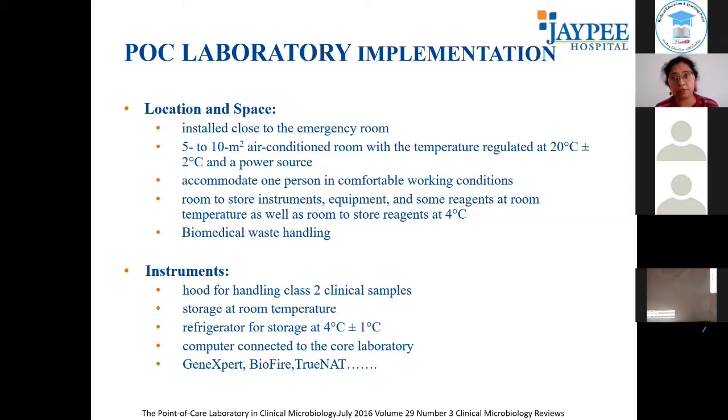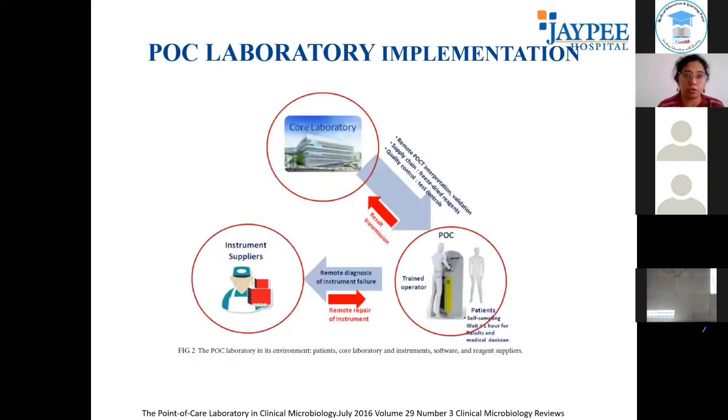Instruments, since it's a microbiology lab, though it is point of care testing, but in a hospital setup, a hood for handling at least class 2 clinical samples should be there. Storage room, I've already said, refrigerator, and a computer is important because that will help you transmit the results to the core lab, and from the core lab it can be checked and released. And if you are looking at molecular and instrumentation, you may require a GeneXpert, Biofire, Truenat. It depends on what you want to set up.